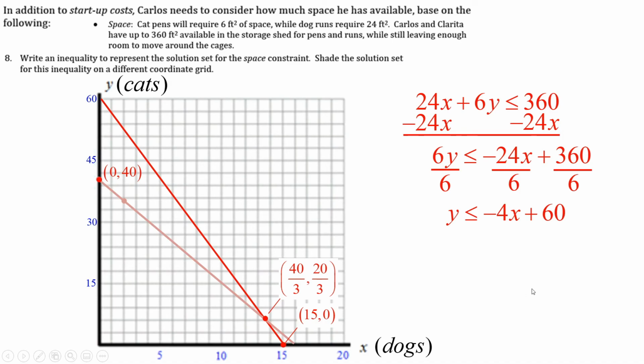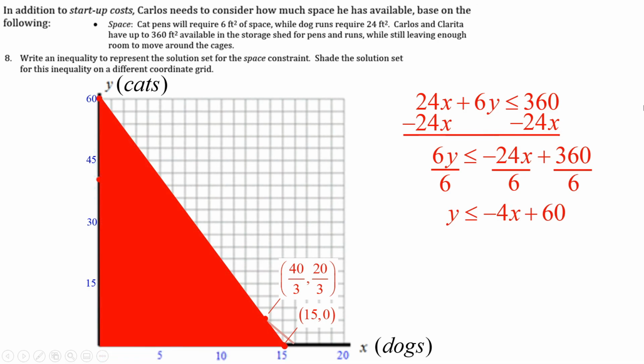So let's see. We wrote the inequality. Now shade the solution set for this inequality on a different coordinate grid. In this form I can clearly see my boundary line. Do you see the y-intercept of 60 up here and a slope of negative 4? Negative 4, and 1 over, about right there. Perfect. So that's everything on or below that boundary line. On or below. There it is right there, number 8.